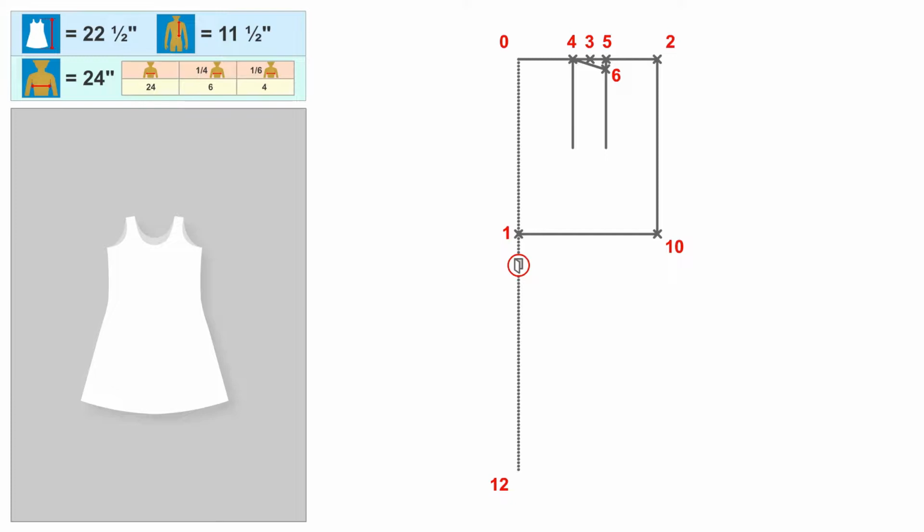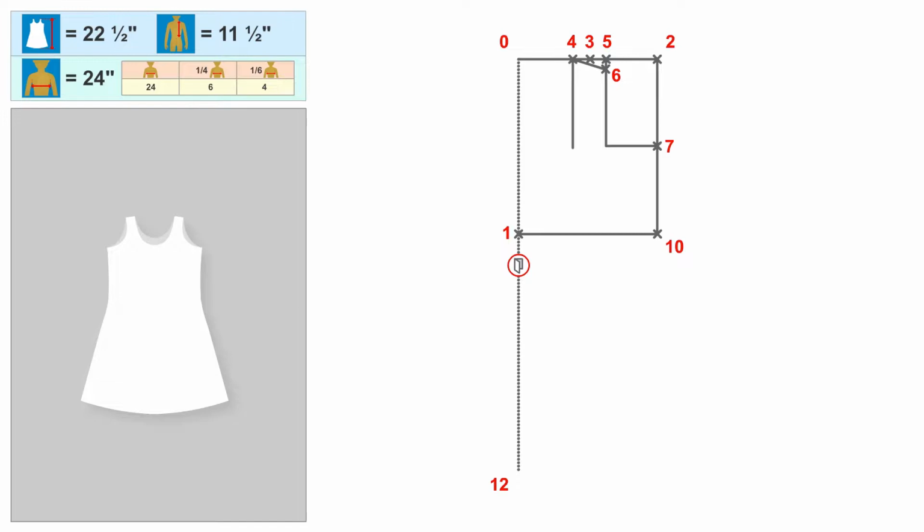From point 2, measure 1/6 of chest circumference, that is 4 inches plus ½ inch, which equals 4.5 inches down, and make a mark. This is point 7. From point 7, draw a right angle line towards the left until it meets the line vertically drawn down from point 5.